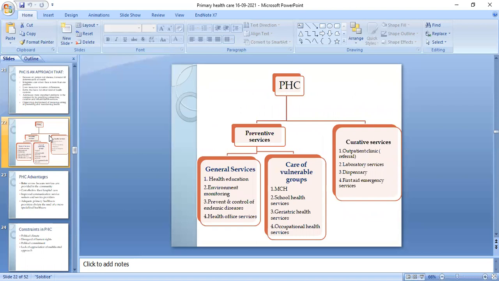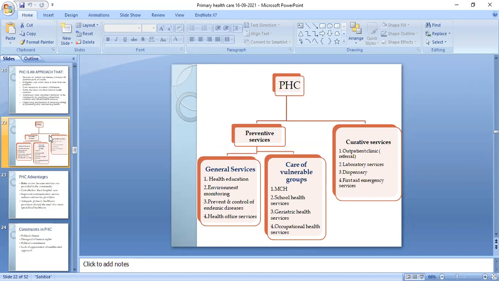Now there is a flowchart diagram of primary health care which shows the preventive and curative services. In preventive services, there are general services. In general services, there is health education of the health staff, environmental monitoring, prevention and control of endemic diseases, and health office services. And the care of vulnerable groups, in which the care is given to the mothers and the child. School health services that are given in Pakistan by the school and nutrition supervisors in BHUs and RHCs, geriatric health services, and occupational health services.